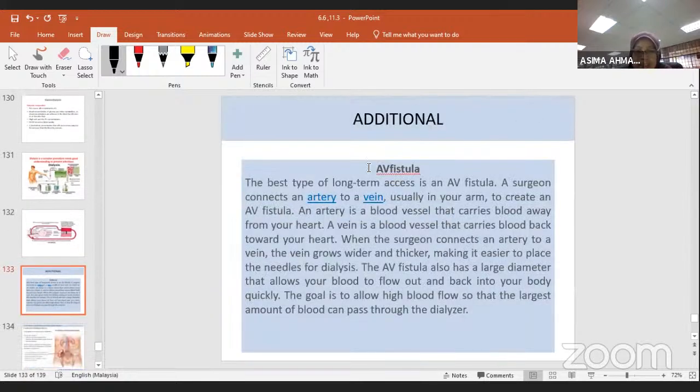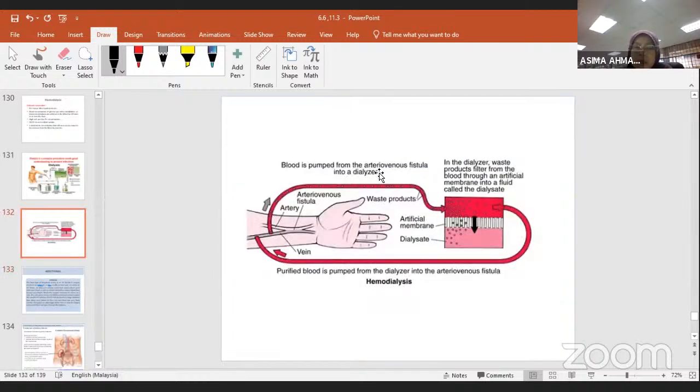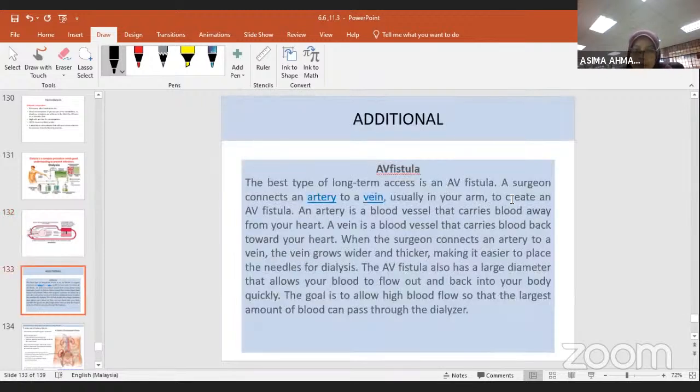Okay, I added what an AV fistula is. Its long name is arteriovenous fistula, simplified as AV fistula. They connect an artery to a vein, usually in the arm, to create an AV fistula. An artery is a blood vessel that carries blood away from the heart. A vein is a blood vessel that carries blood back towards the heart. When they connect an artery to a vein, the vein grows wider and thicker.